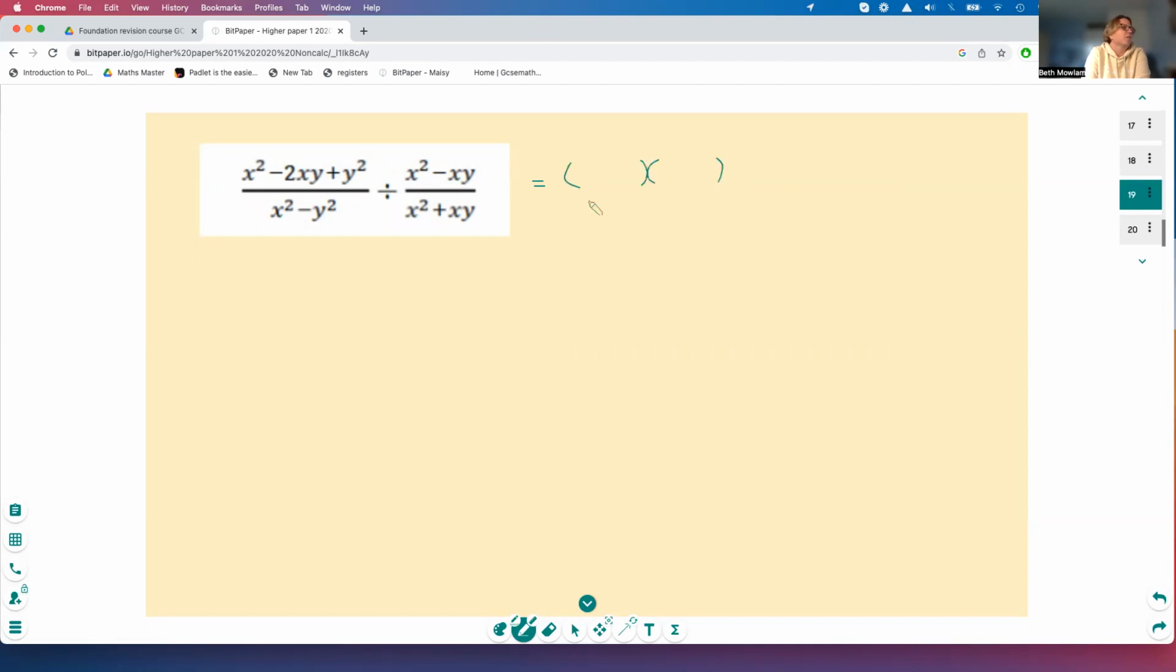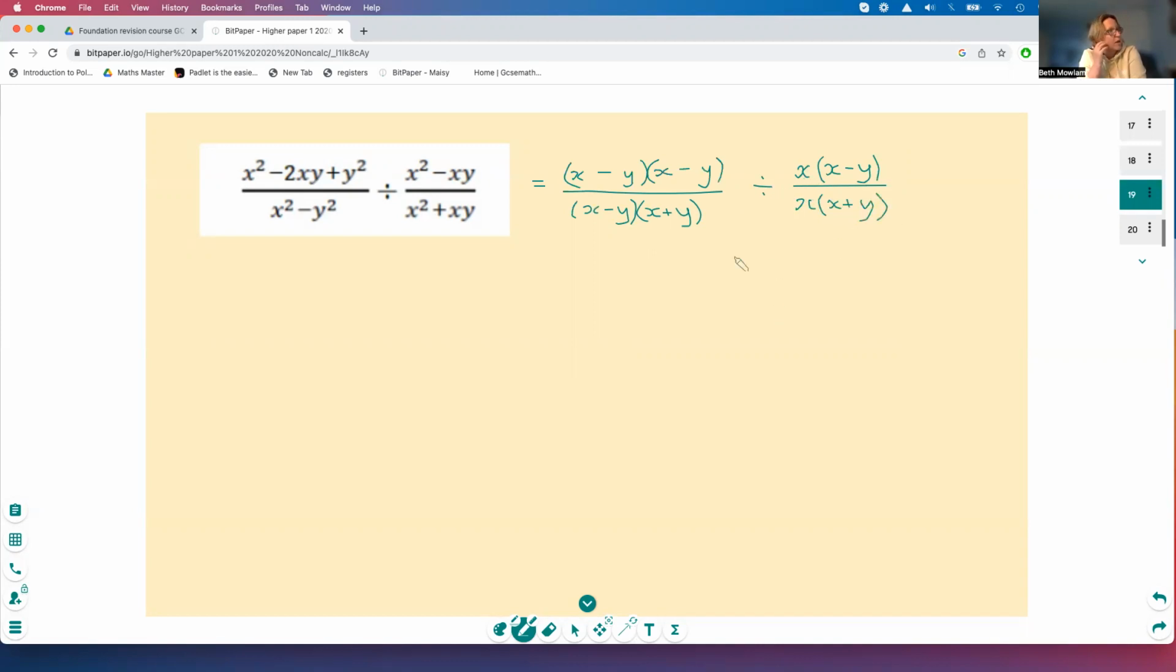And there is some lovely factorizing going on here. So I'm going to have an x and an x. I want 2 numbers that multiply to make y squared, and I want minus xy, minus 2xy. So that's going to be that. The bottom line, difference of 2 squares, so that's going to be x minus y, x plus y. So all I'm doing at the moment is factorizing each line. And the bottom one is x, x plus y.